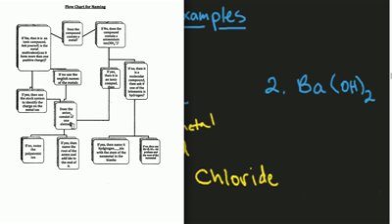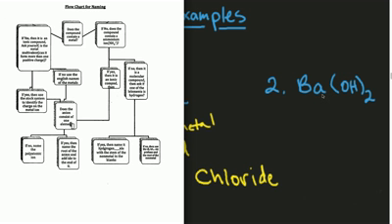After that, we need to ask ourselves about the anion. Is it one element? If yes, then we just use the root of the anion and add "ide," just like we did with the chloride. If no, then we just name the polyatomic ion. All right? So let's look at this next one over here, the barium hydroxide, and use the flow chart.